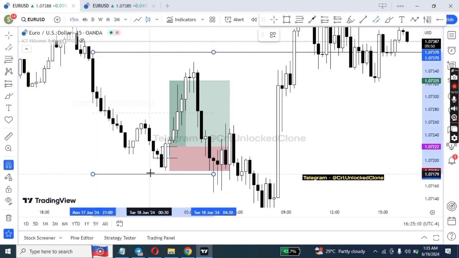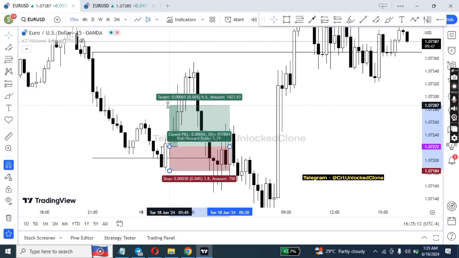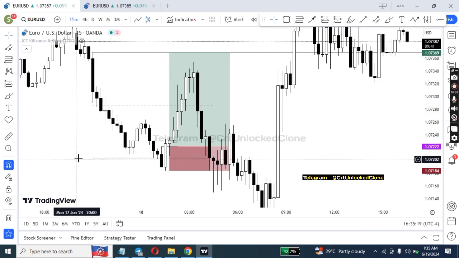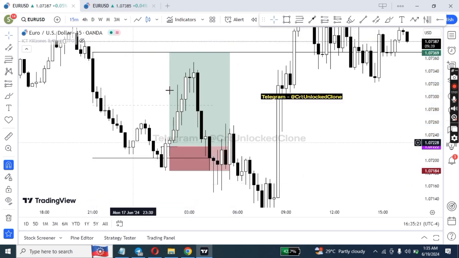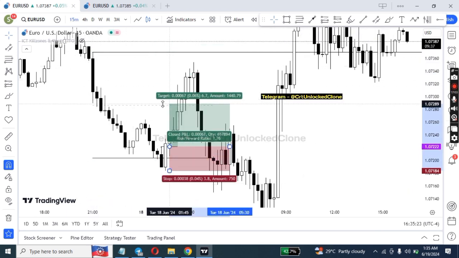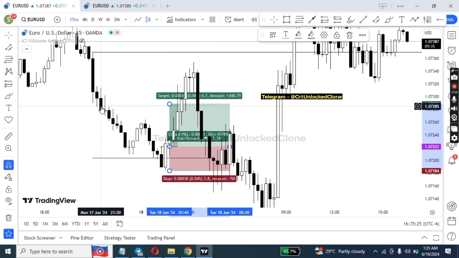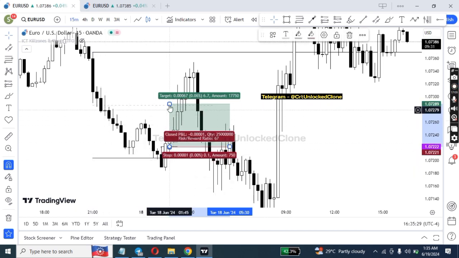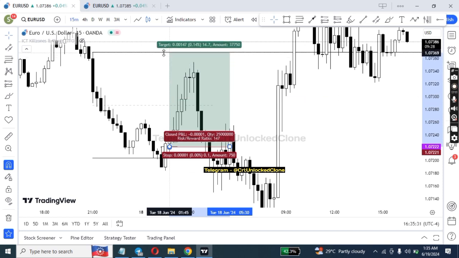Our first target is going to be the 50% of this range, which is right here, and our second target is going to be the CRT high right here, right? Now what happened right here is that I took some partials at this 50% of the range, and then I put my stop loss at break even, and then I let my trade play out. Price was just about to take this high before it actually reversed from here and got me out.